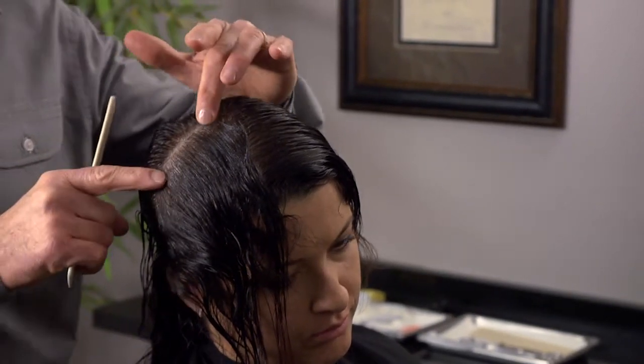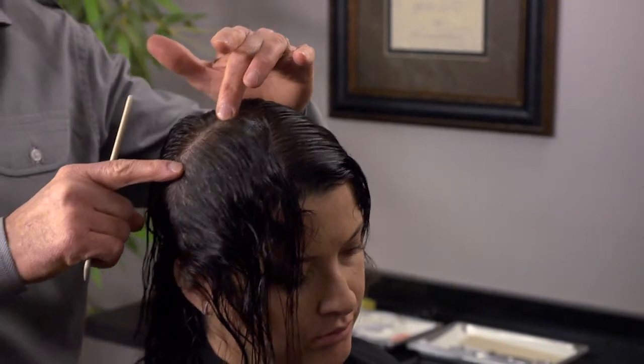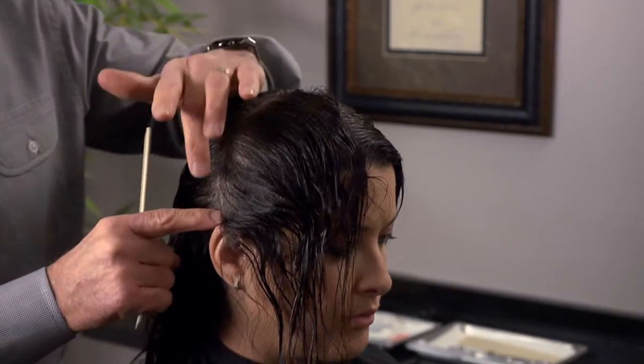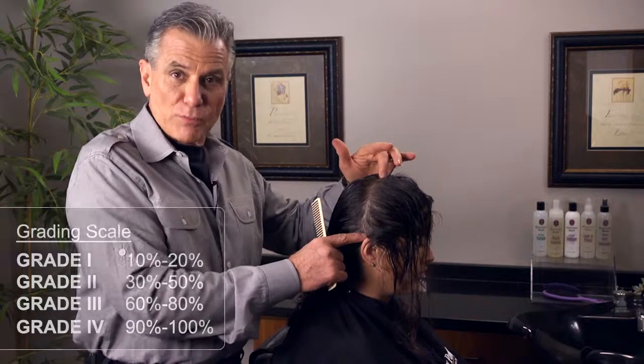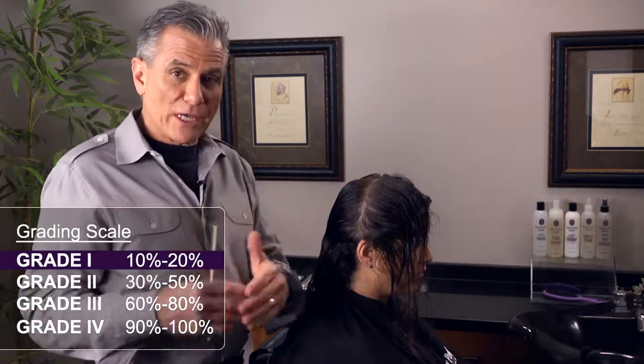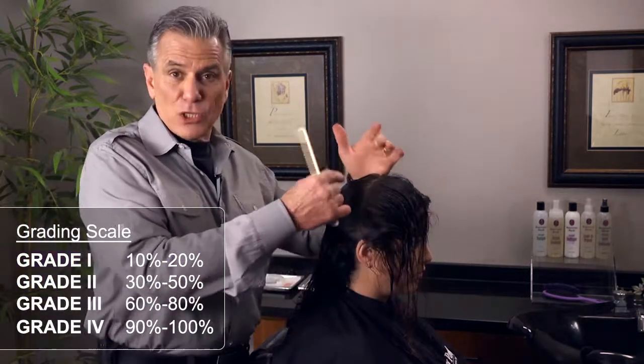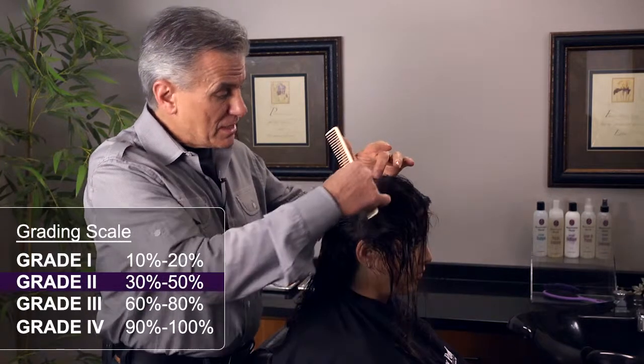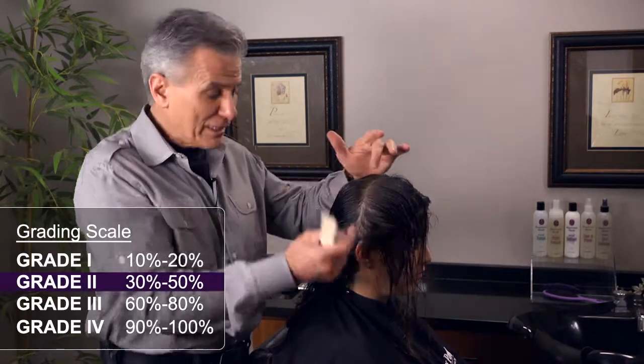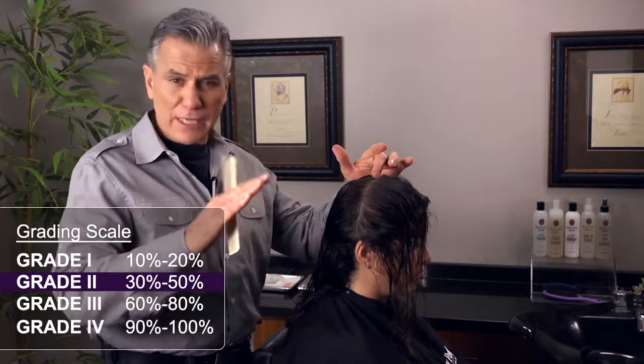That means there's less hair per square inch. That means diffusion. You travel down that line and you have to make an estimate. The estimate could be 10 to 20%. That makes you a grade 1. It can then be 30 to 50%. That means this area is 30 to 50% less than this area. And again, it's a guesstimate.